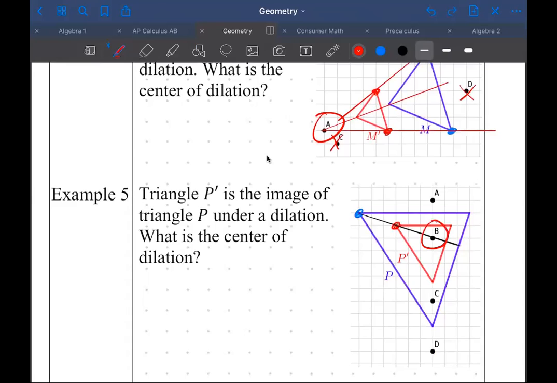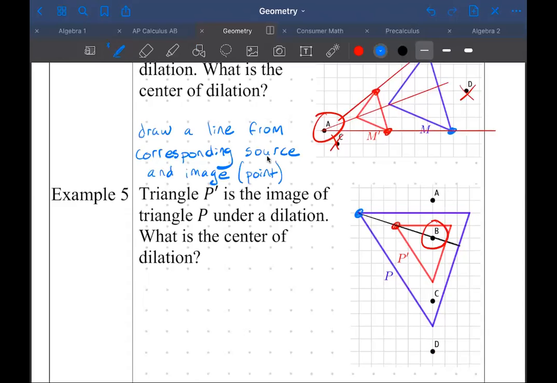And I'll write this for the notes too. What we're doing is we're drawing a line from corresponding, which is a fancy way of saying matching the right part. Corresponding source and image points, usually. I mean, you could do it for the lengths if you had some sort of indication of where those lengths corresponded, but technically we only really have points marked out. And that's it. Yeah, that's the end of the notes.